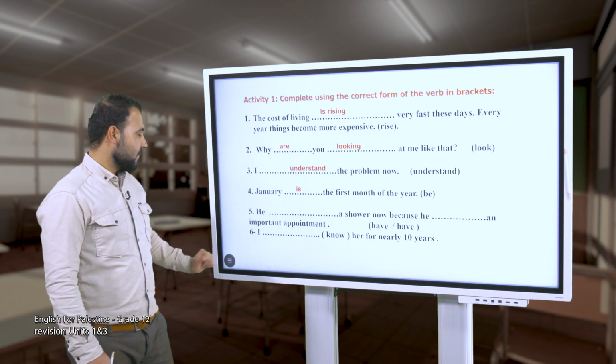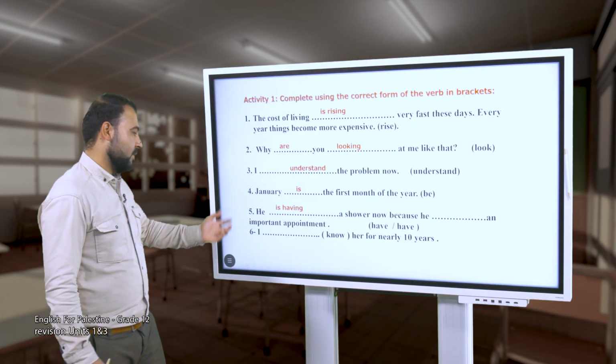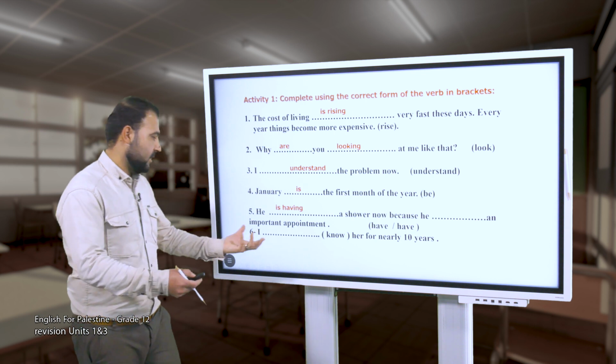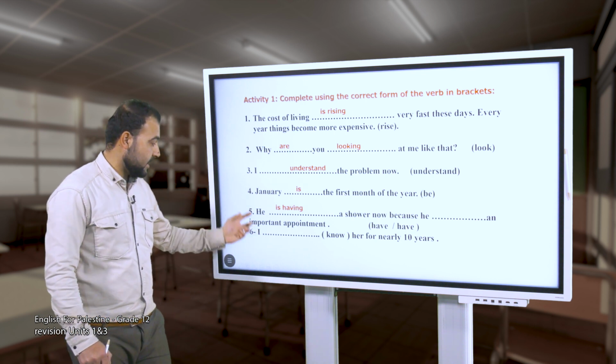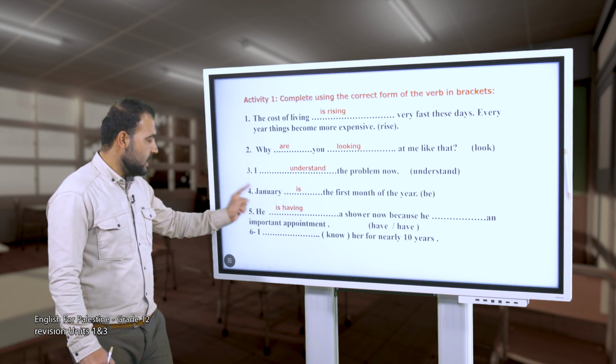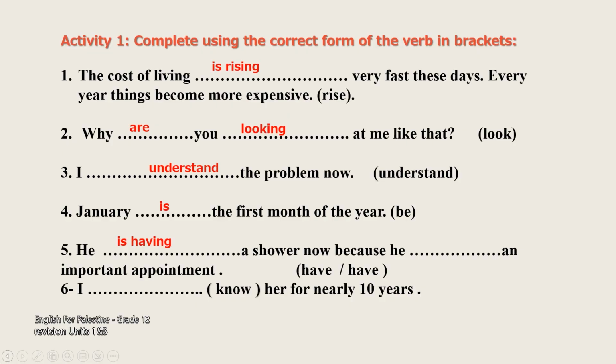Sentence number 5. He a shower now because he an important appointment. He is having a shower now. Why is having? Because here the verb have means to do something or doing something, and the subject is singular, so we use is plus have and the ing form. He is having a shower, the present continuous tense, because he has an important appointment.